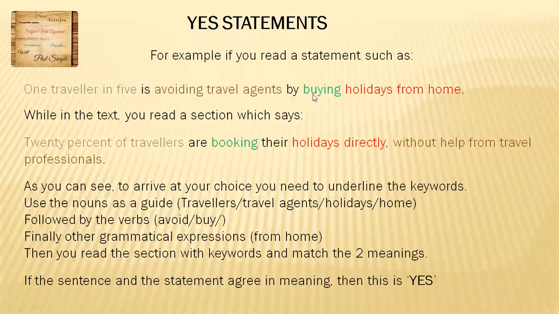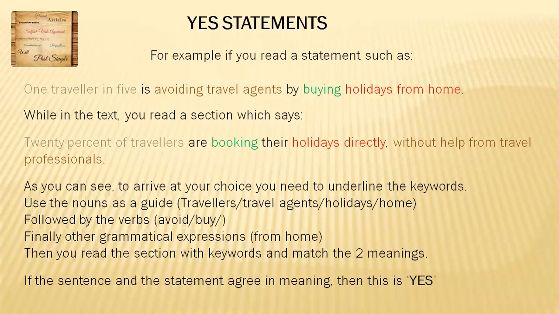Buying holidays. Buying can also be booking, because when you book a holiday, you're paying for it. So effectively you're buying. But we often use the word booking. It's like, for example, you book a hotel room, you're paying for it. But you're not buying the hotel room because, well, you are. You're buying it for one night, effectively. So booking and buying can often be used as synonyms in this sort of scenario.